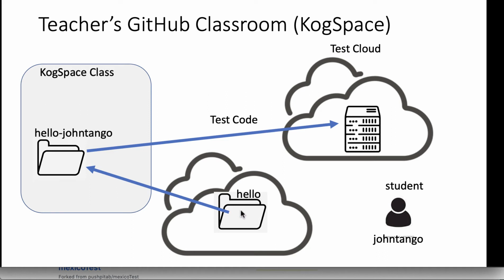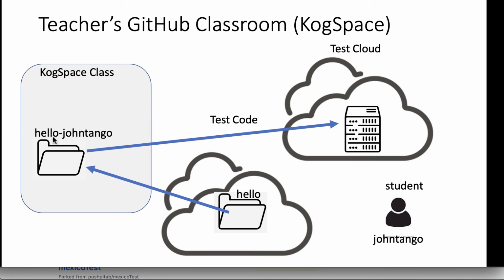Once the assignment is set up, we're going to send a link to the student, who happens to be called John Tango. If the student accepts, then a repo is going to be set up in the Cogspace class. Since the assignment is called hello, it's going to be called hello John Tango for the student. So the student now has that repository.